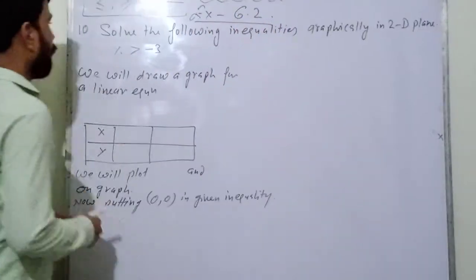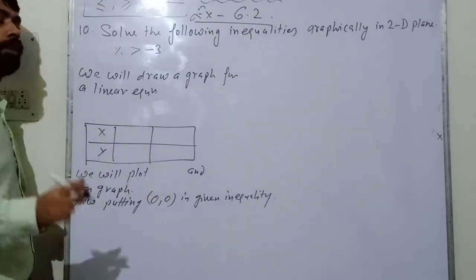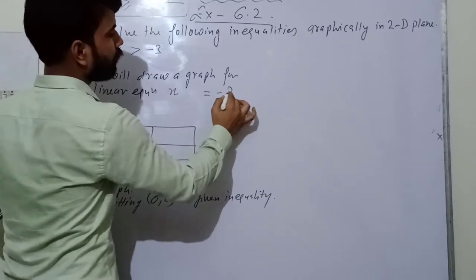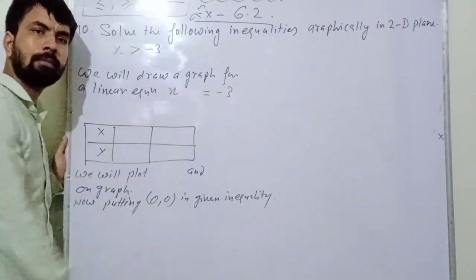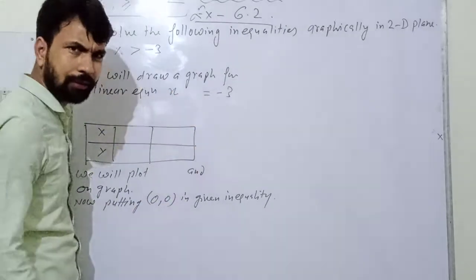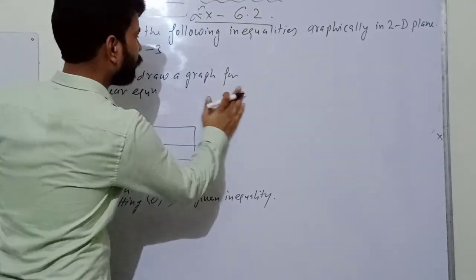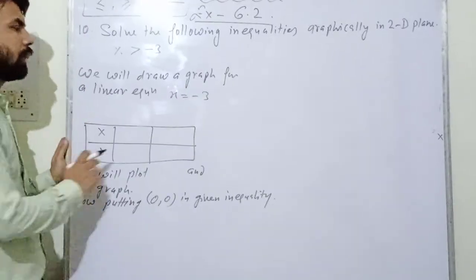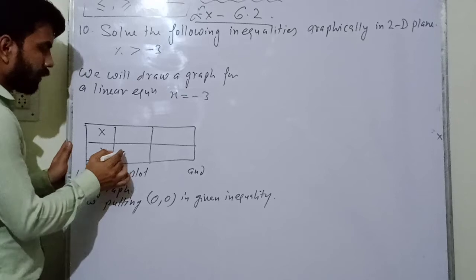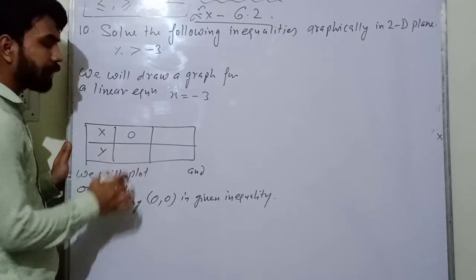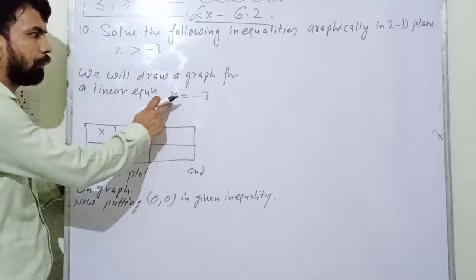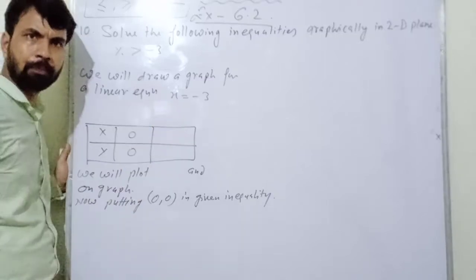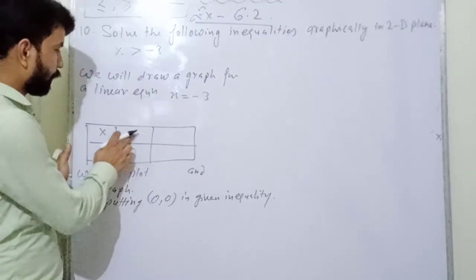See here. We will draw the graph for a linear equation. Which linear equation? x is greater than or equal to -3, so it is x equals -3. But beta, y is not present here. So what will we do? If y is not here, so if x is 0, if I put x as 0, then y is 0 or not? y is obviously 0 because y is not present here. Got it? Okay.